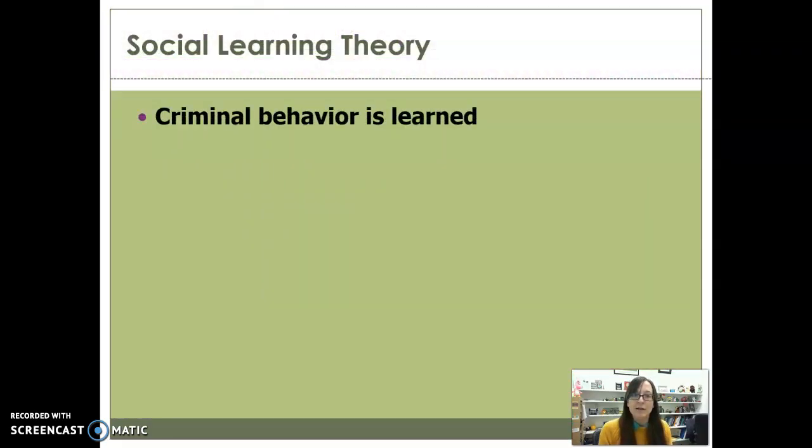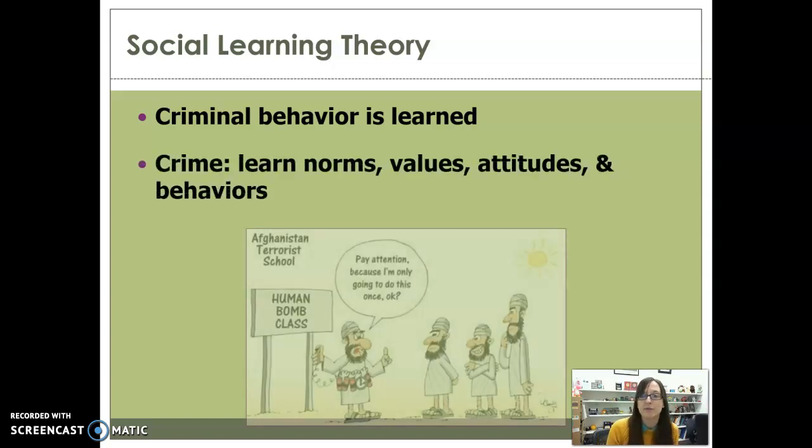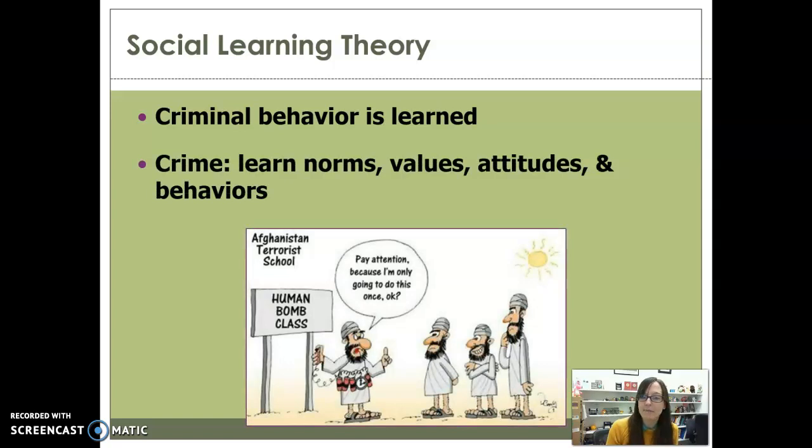Within social learning theory, criminal behavior is learned. People learn the norms, the values, the attitudes, and the behaviors themselves. They learn criminal attitudes and behaviors, typically from close friends and relatives. So it's not just about how to commit crime, but also about how to normalize it, why you can agree with these values and still be a good person. The attitudes are part of what you learn.